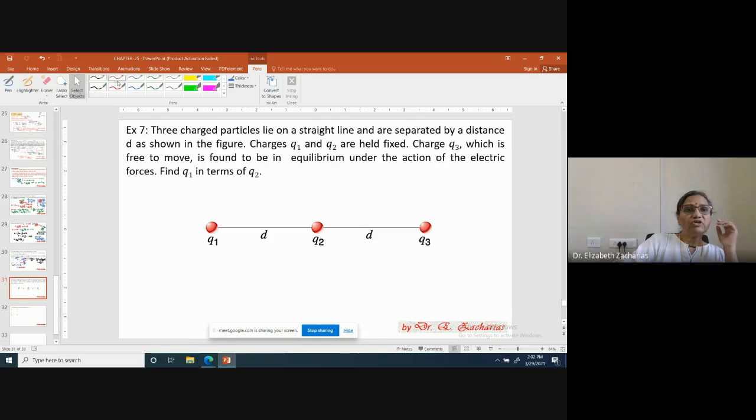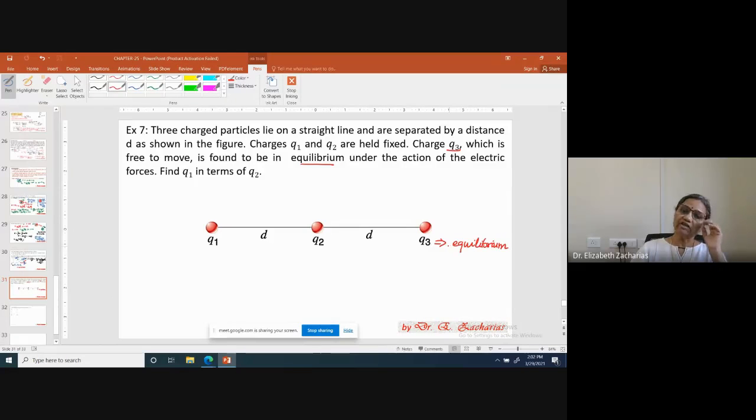So the problem goes like this. You have 3 point charges Q1, Q2, Q3, and when placed like this, it is found that charge 3 is in equilibrium. Q1 and Q2 are kept fixed with a distance d between them. When you put a charge Q3 on the same line, Q3 comes to rest at a distance d from Q2, implying Q3 is in equilibrium. Do you know the meaning of equilibrium? Net force acting on it is 0.